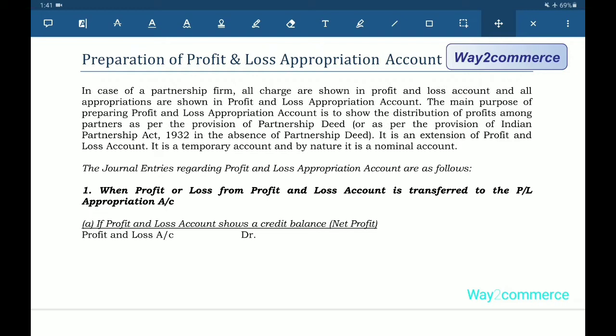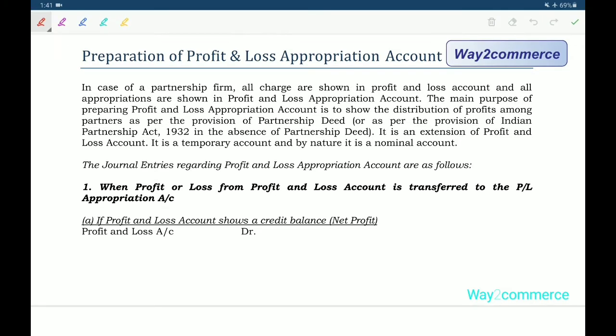Today we discuss preparation of profit and loss appropriation account. So it is very easy. We understand the concept. Our main objective is conceptual learning.